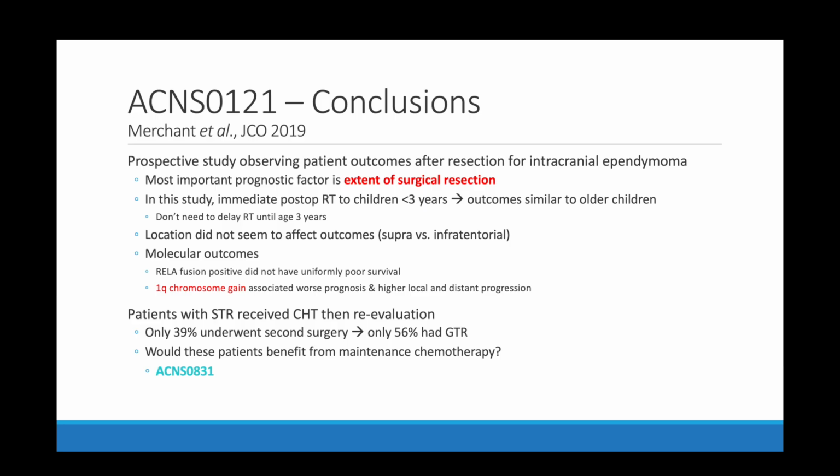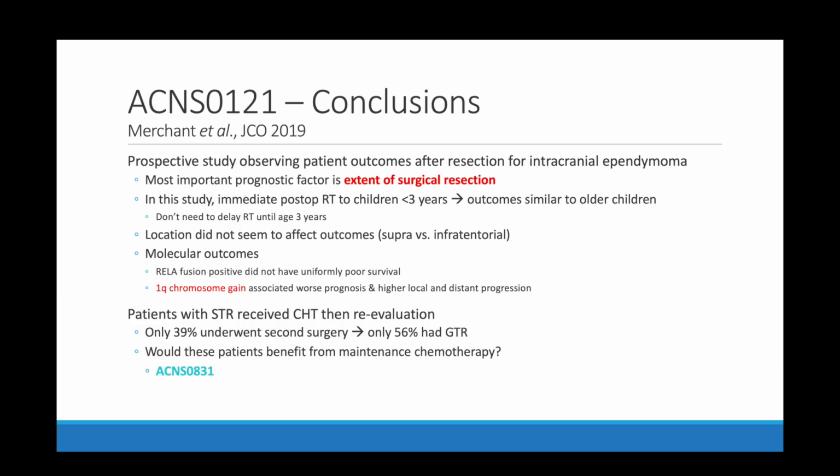This study also introduced this idea of giving additional chemotherapy for patients that had a subtotal resection and then reevaluating them for surgery to see if they could get maybe a better extent of resection after some chemotherapy. And what they found is that with this approach, about 40% of patients were able to undergo a second surgery, and of those, about half of them had a gross total resection. And even then, their outcomes were not as great as those that had a better degree of resection up front.